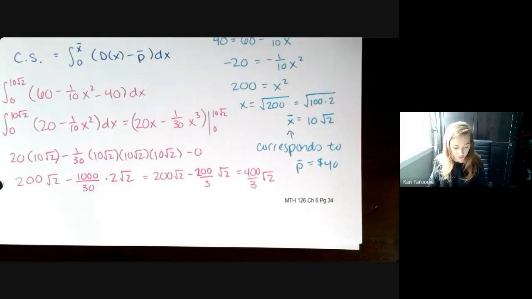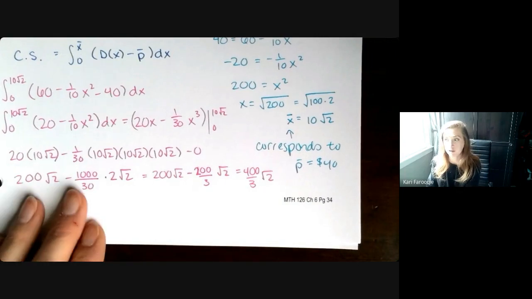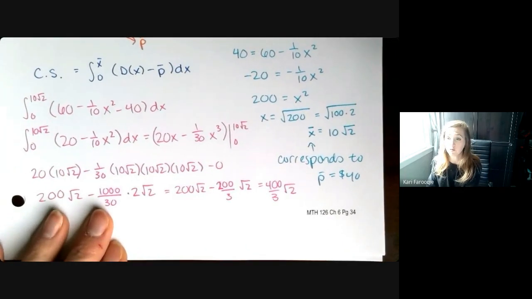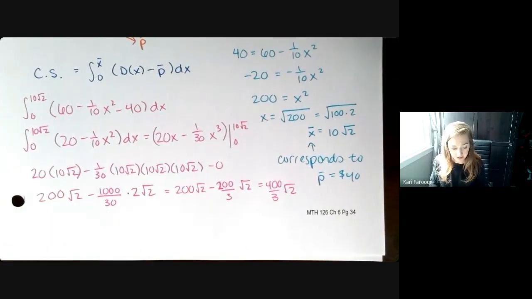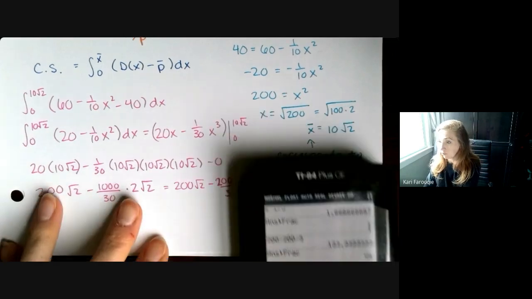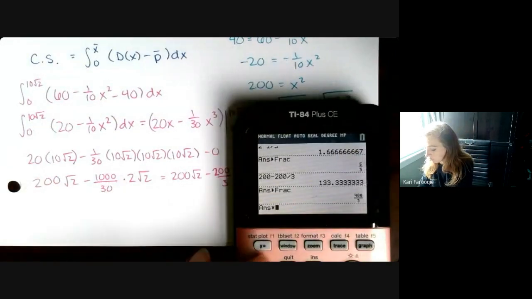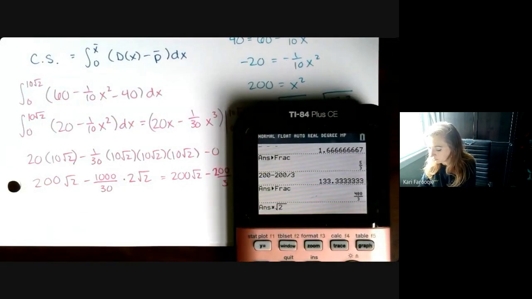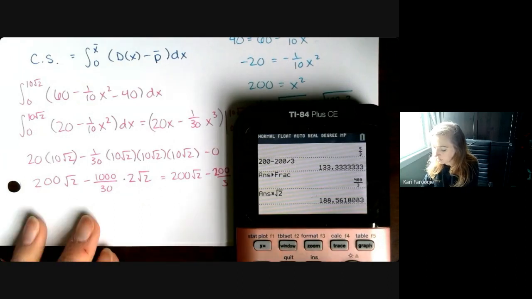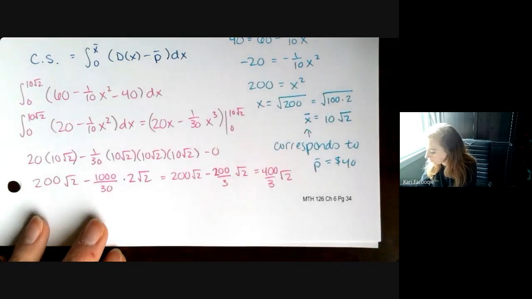And of course, we don't want to leave our answer like this because it does not mean anything to us. Remember that what we're looking for here is the consumer surplus, which is a dollar amount. So I'm going to go ahead and write my 400 thirds and multiply it by the square root of 2. And then this gives me 188.5618.